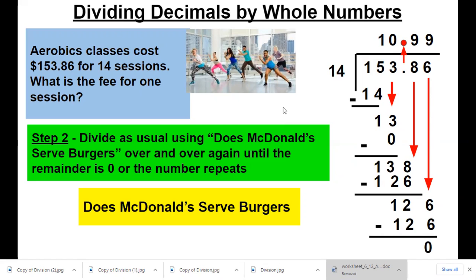So how much does it cost for one session? It costs $10.99 for one aerobics session.